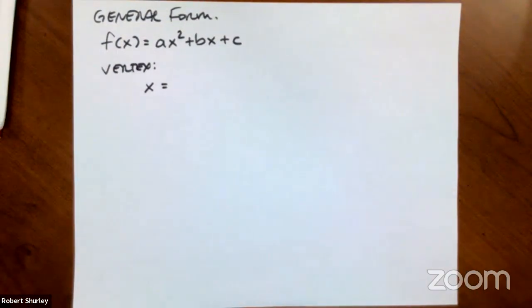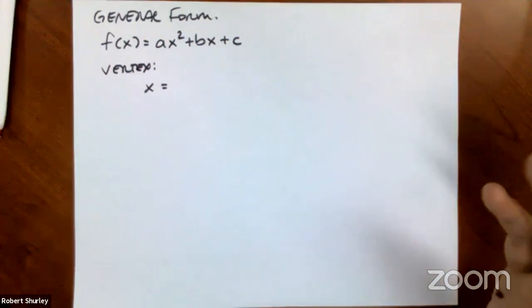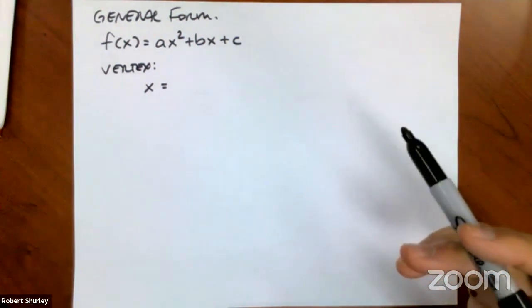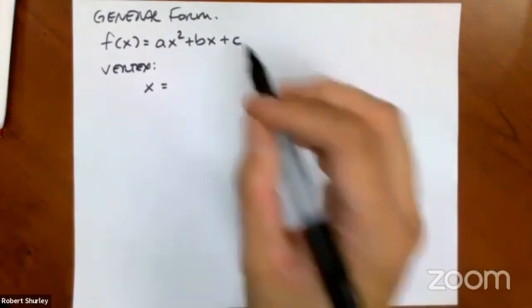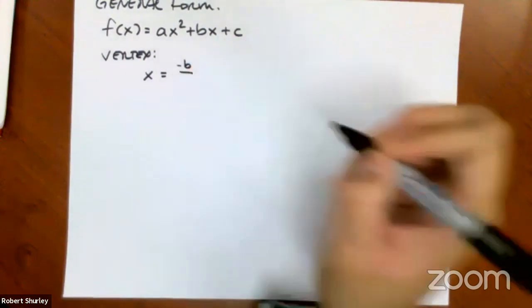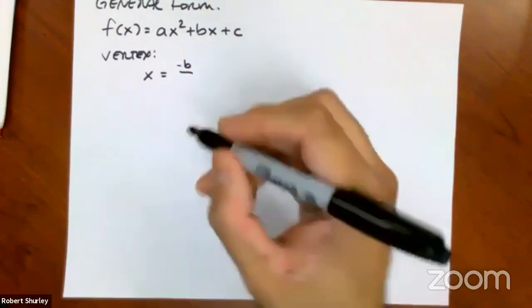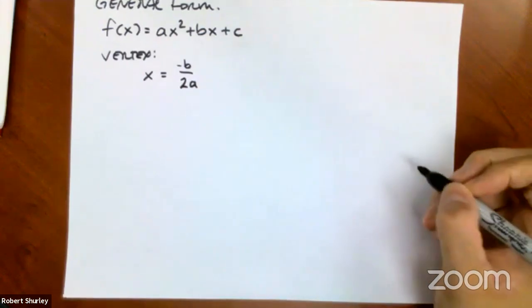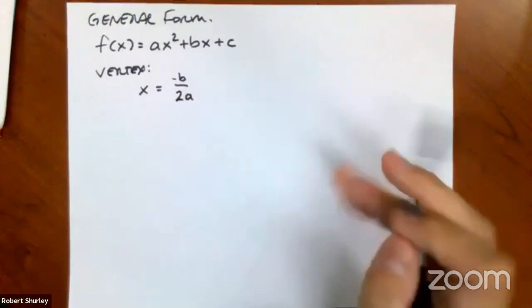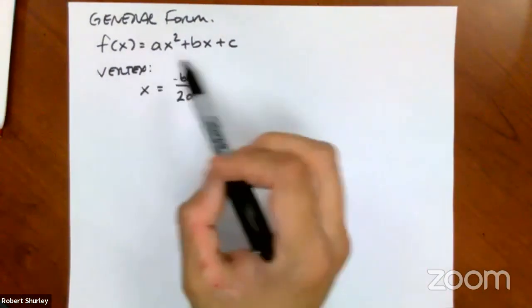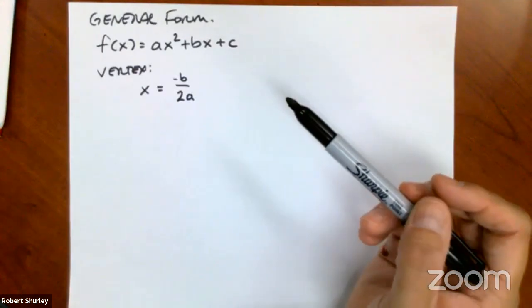Think back about the quadratic formula, right? Negative b plus or minus square root, all that stuff, right? The very beginning of the quadratic formula is negative b. And then at the very end, it's all over 2a. Okay? That's the x value of the vertex for these. Okay? Negative b over 2a.